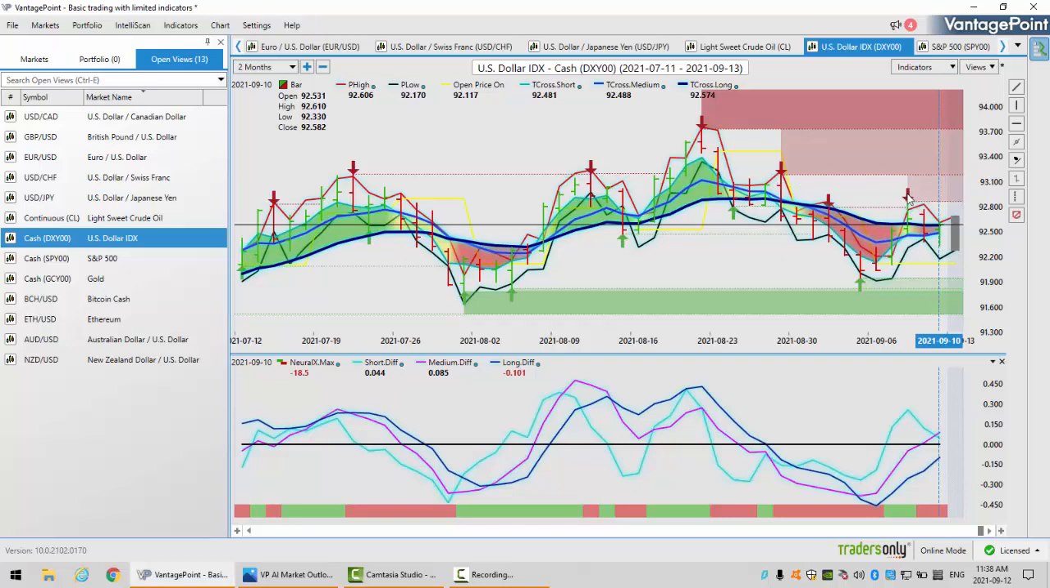You can see that we've got this big red arrow that represents a verified resistance high. So this trend line will shift from this arrow to this arrow, making this level at 92.58 very important.